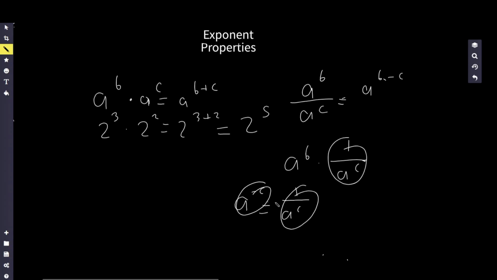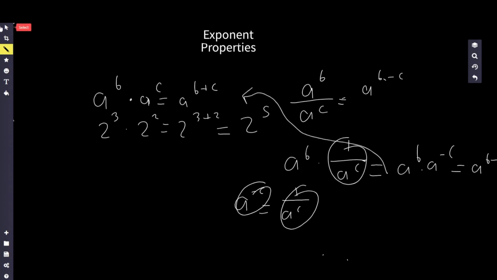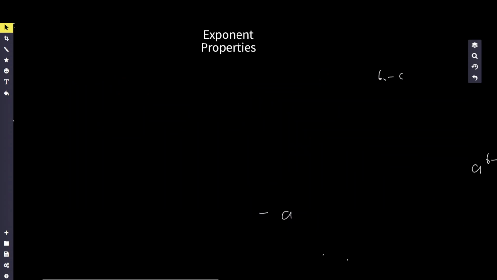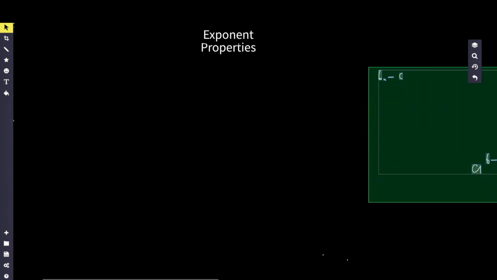So now we see that these two are the same, so we can just plug this into that equation. We have A to the B times A to the minus C, and now we have this rule, so we can just add the two exponents, and in this case it's B minus C. That's just another proof that I didn't cover in the last video, but hopefully now you guys are reviewed. So let's move on to the actual topic.